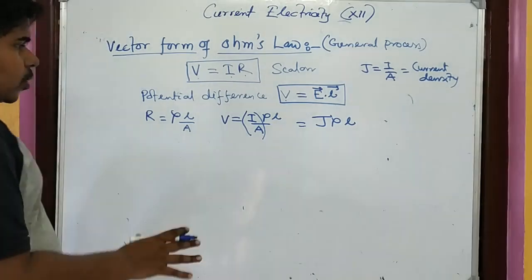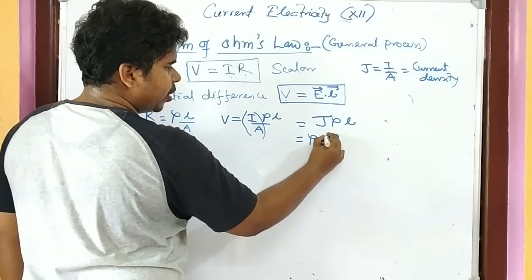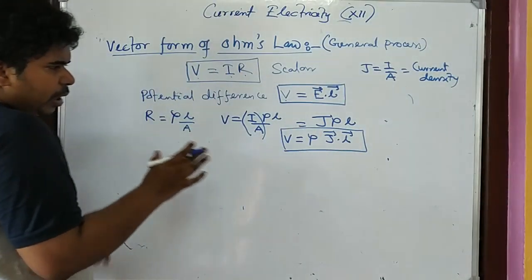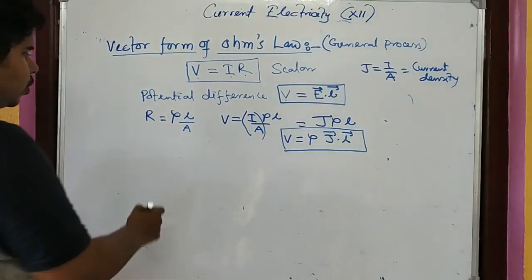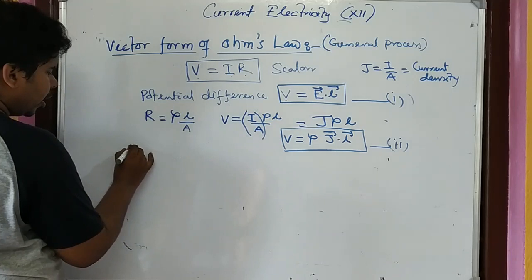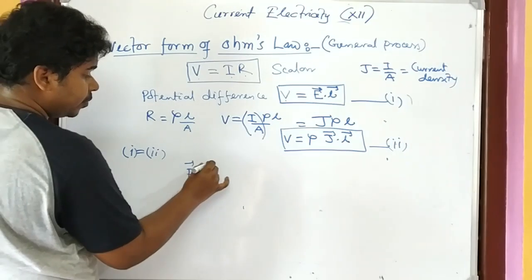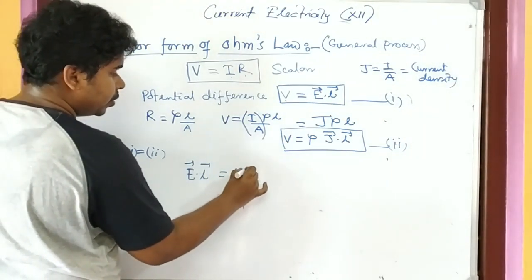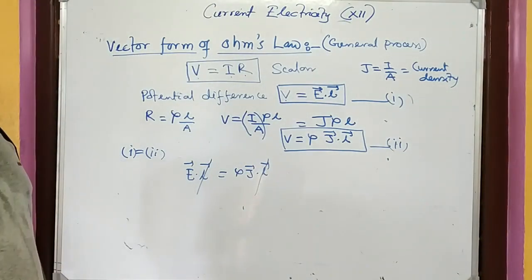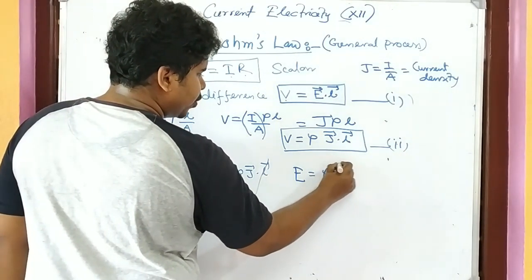So V equals E dot L, and here if I take rho in this direction, V equals rho J dot L. So let's combine it. If it is equation 1 and equation 2, both are representing V. So E dot L equals rho into J dot L. So L will be cancelled out. E equals rho into J. That is also one form of Ohm's law.